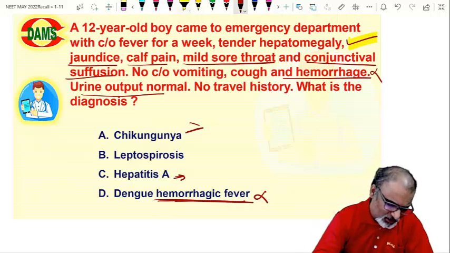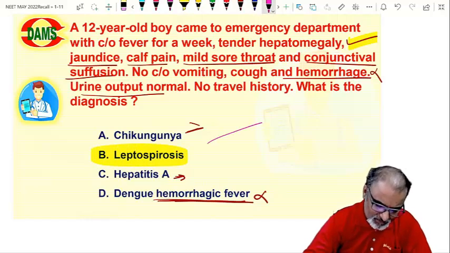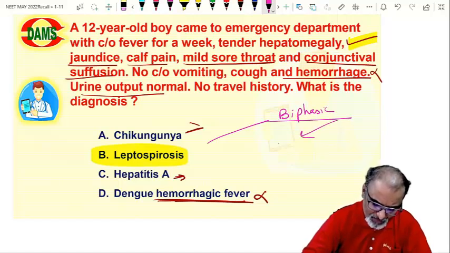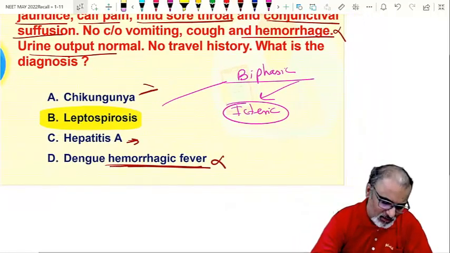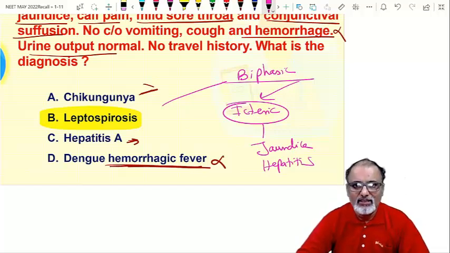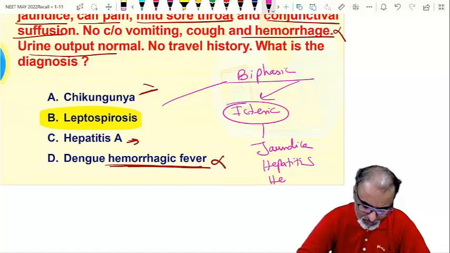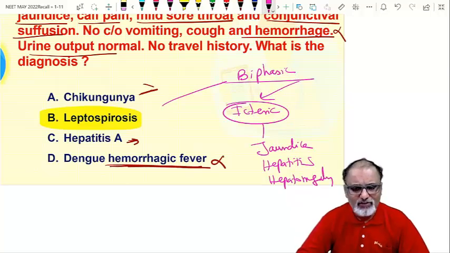It's suggestive of leptospirosis. It's called Weil's disease because it's a biphasic disease. One is the icteric phase. In the icteric phase only you are going to get jaundice, hepatitis, or liver-related features, hepatomegaly, conjunctival suffusion, everything will be there.